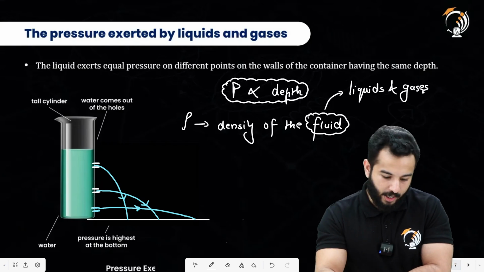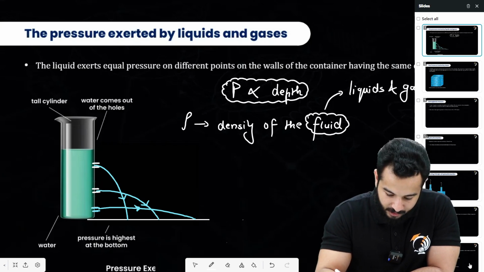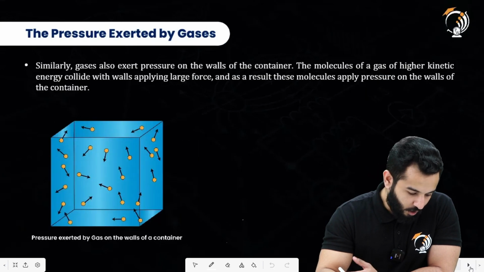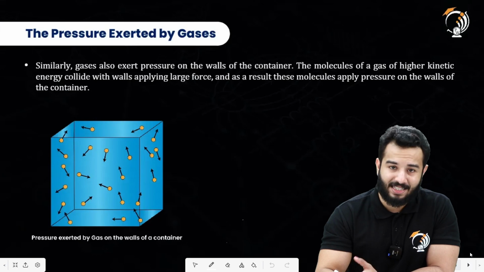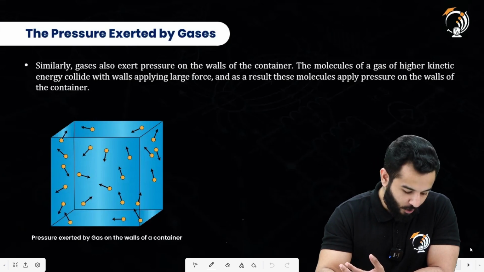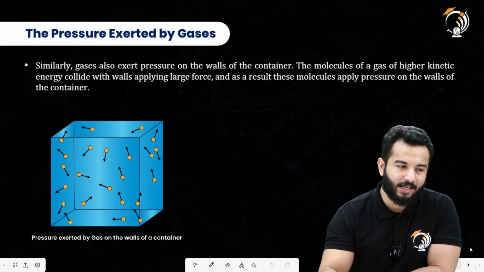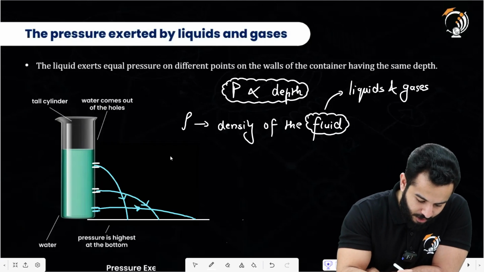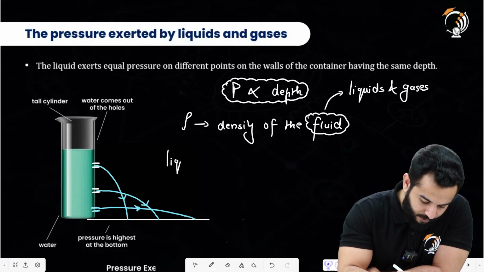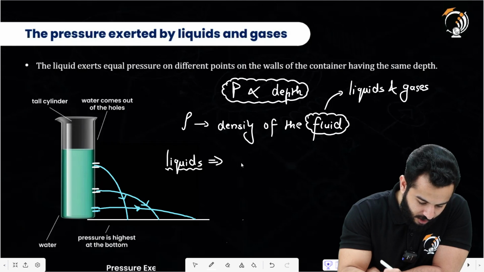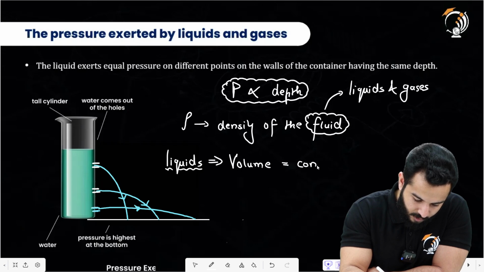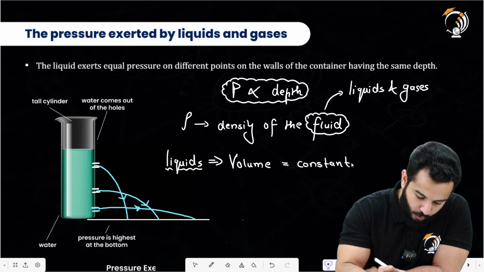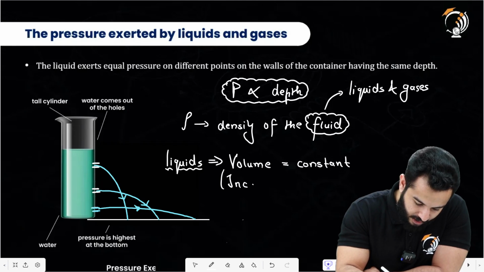Liquids and gases, right? Moving on, after this we have a similar example for gases. That's what I said: whatever we talk about for liquids is going to apply to gases also. What's the difference? When we were talking about liquids, liquids are incompressible. So for liquids, their volume is going to remain constant. That means these are incompressible.